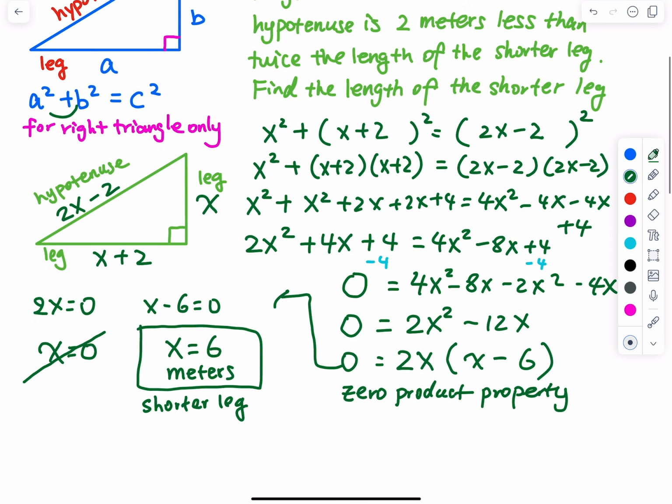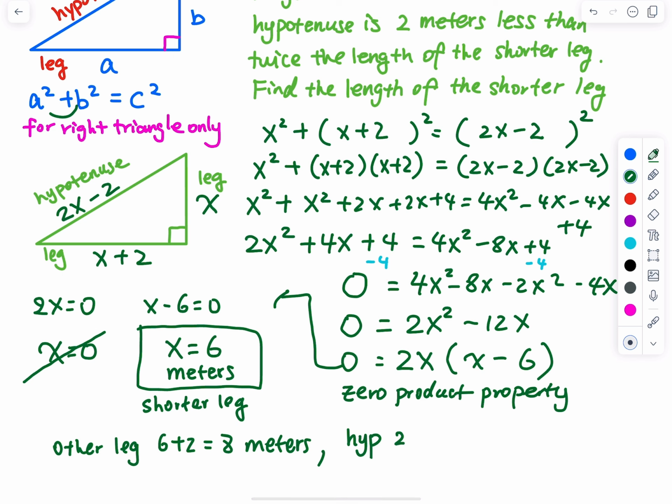And then what about the other leg? We have to take 6 plus 2 equals 8. I am plugging in right there. So this is also in meters. You can use m for meters or you write meters. And then the hypotenuse, we can use hyp for hypotenuse. 2 times 6 is 12. 12 minus 2 is 10 meters. All right, then that will be the dimensions of this triangle.